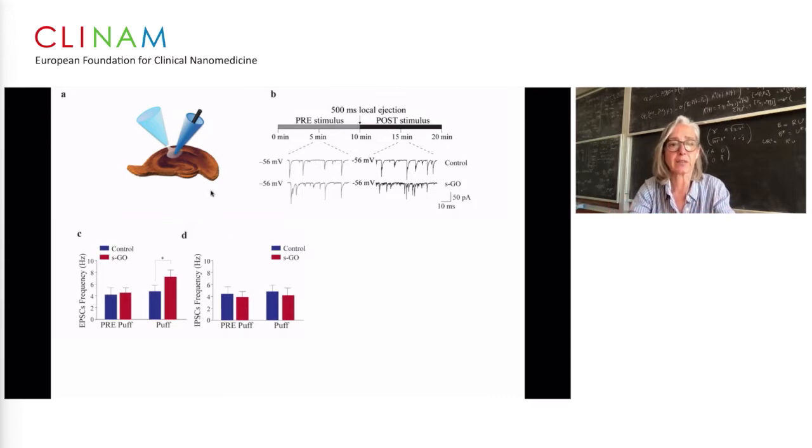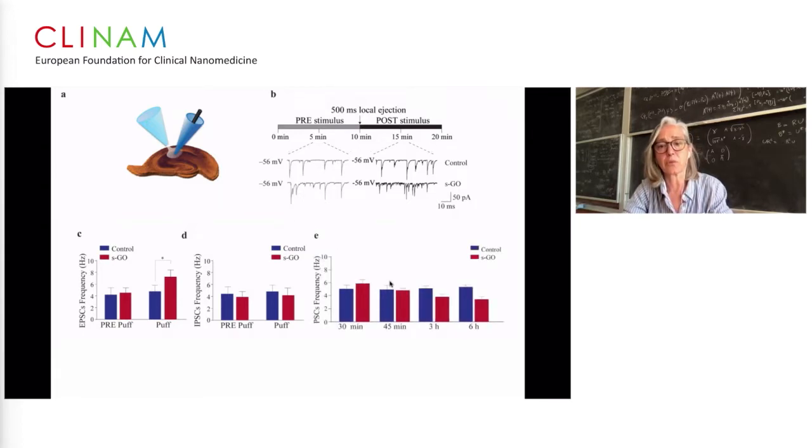So we replicate the selectivity of the effect of SGO in an in vitro condition in which the tissue is much more complex. Now, if our hypothesis holds true, this transient increase upon a prolonged exposure to SGO would be followed by a downregulation of the synapse.